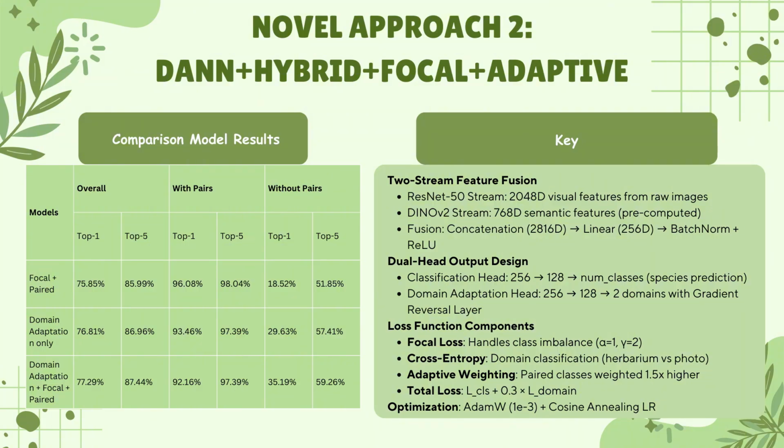The architecture of the final model fuses ResNet-50 visual features with DINOv2 semantic features through concatenation and projection to 256 dimensions. Besides, this model employs a dual-head design, one for species classification and another for domain adaptation using gradient reversal. The loss combines focal loss for class imbalance and cross entropy for domain classification, with a weighting of 1.5 for paired classes. Finally, it is optimized with AdamW and cosine annealing, discovering domain-invariant features for robust cross-domain performance.